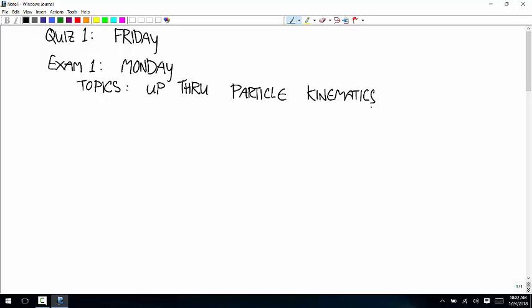Yeah, just the rest of the particle kinematics problems. Well, I mean, I might as well just assign them tonight, and then you just have to be familiar with them by Monday, you know.